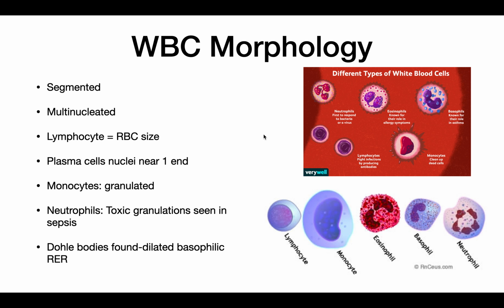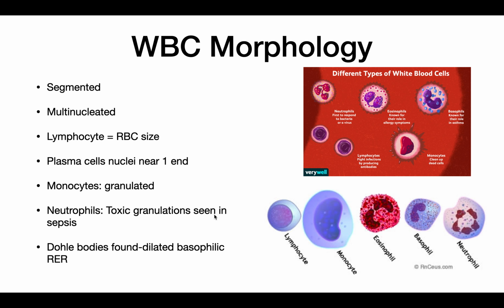So first of all, we're just going to go quickly through the white blood cell morphology. All of them can be multinucleated besides the lymphocytes. And the lymphocytes are the only cells that are around red blood cell sizes. Everything else is about larger. Plasma cells are the ones that are polar, so the nuclei are going to lie within a certain pole or a certain end.